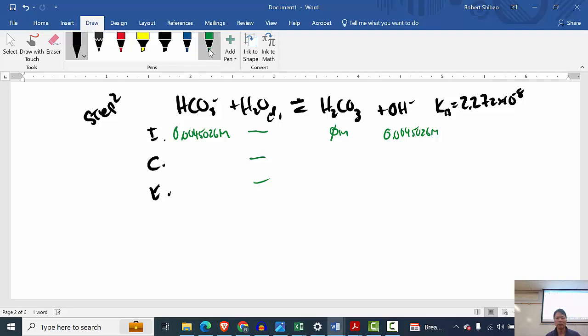But I don't know what the change is, so I'm going to call the change minus X molar, and then plus X molar, and then plus X molar. If both of these were 0 here, X would be bigger, but since we already have a lot of hydroxide here, X is going to be smaller. And so this is going to be 0.0045026 minus X molar. This is going to be X molar. This is going to be 0.0045026 plus X molar. The only reason I carry the extra digits is just to avoid round-off error. It's a bit of a hassle.